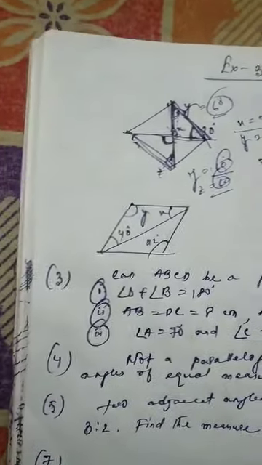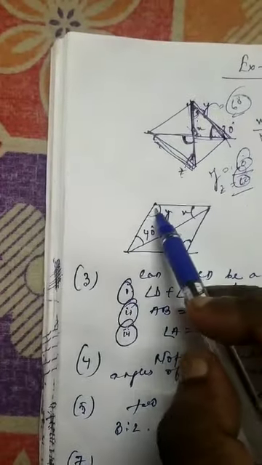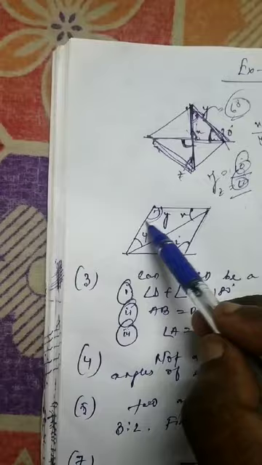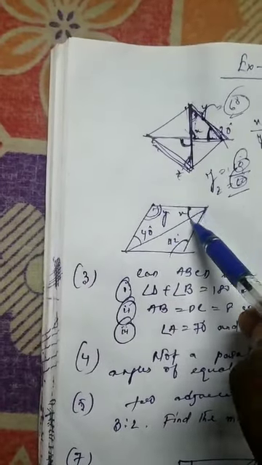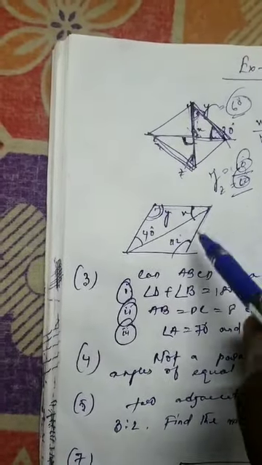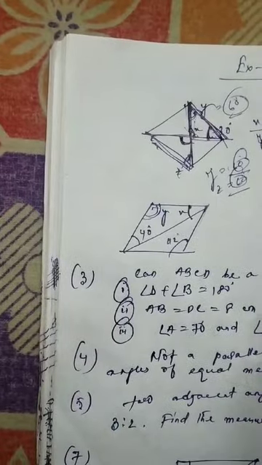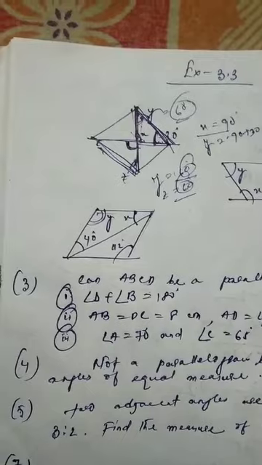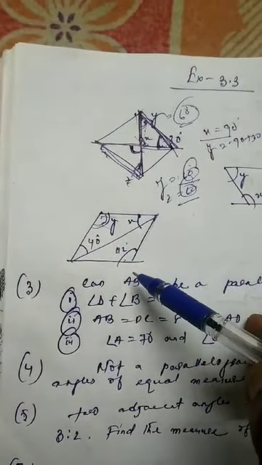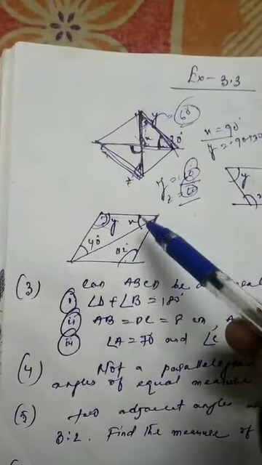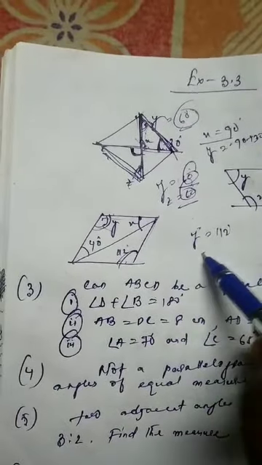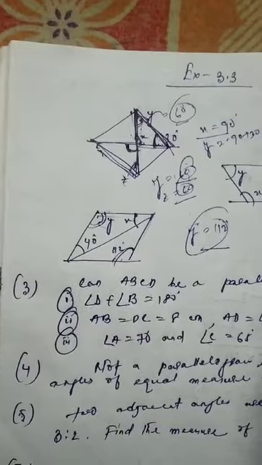Now, in the second figure, here is one more parallelogram, and the measure of y is unknown, x is unknown. So children, as we know from the property of a parallelogram, opposite angles of a parallelogram are of equal measures. So if it is 112, y must be 112, because opposite angles are of equal measures.